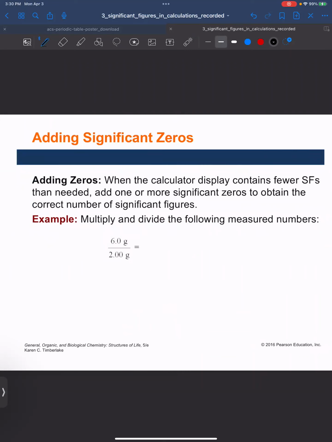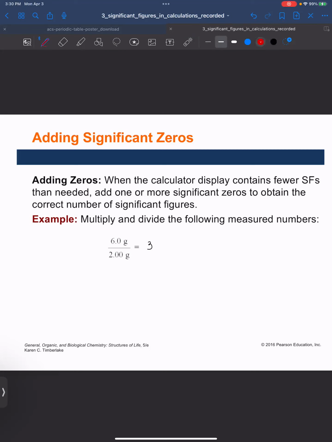So we saw in an earlier example, we needed to add a significant 0. When the calculator display contains fewer significant figures than needed, add 1 or more significant zeros to obtain the correct number of significant figures. So for example, if you multiply and divide the following number, actually just divide in this case here, your calculator would display 3.